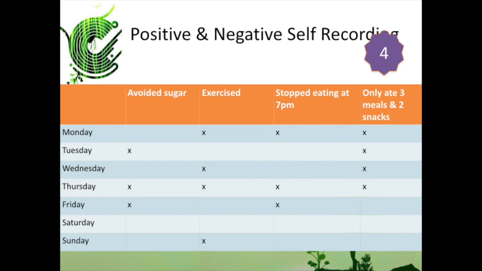So what I would like for you to do for in-class activity 4 is make a positive self-recording system. If you'd like to make a positive and negative self-recording system, you're welcome to do that as well. What you want to do is break down your target behavior into sub-goals, and then put those sub-goals in the columns like you see here on the slide, or on the previous slide.